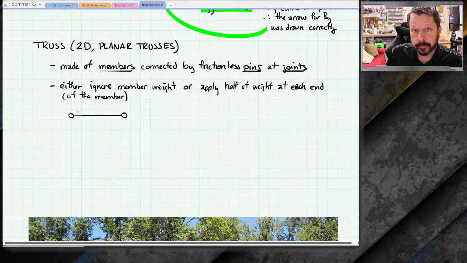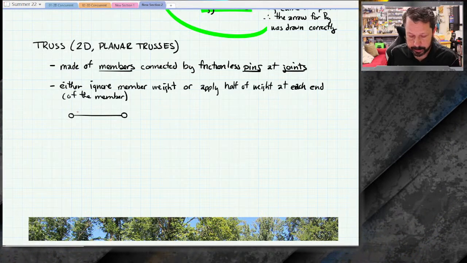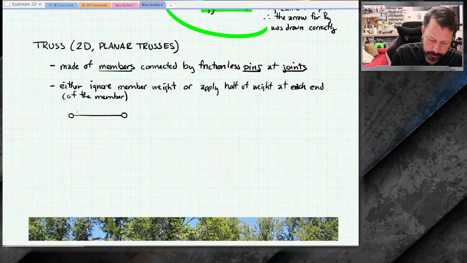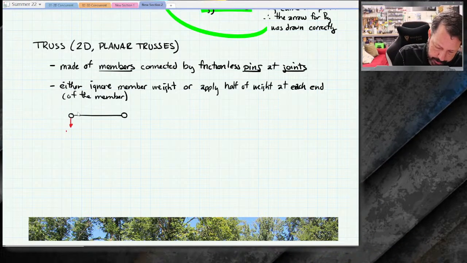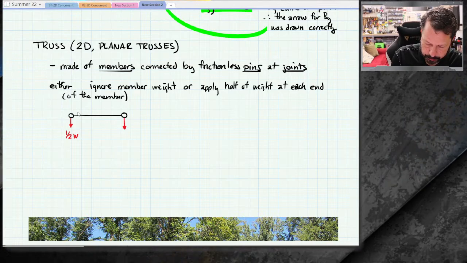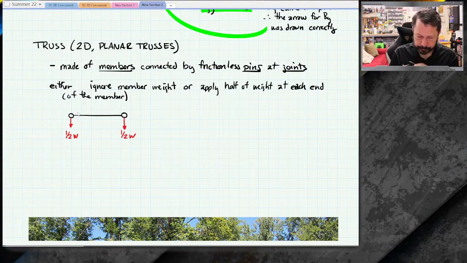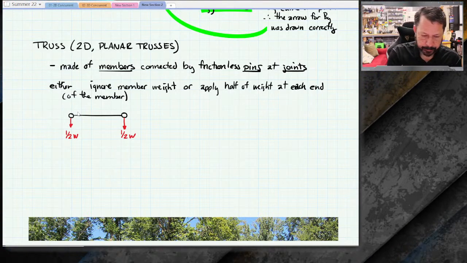There are other structures called frames and machines that we will do that way. But for trusses, what we're going to do is take half of the weight and put it there, and put the other half over there. So we'll do one of those things.